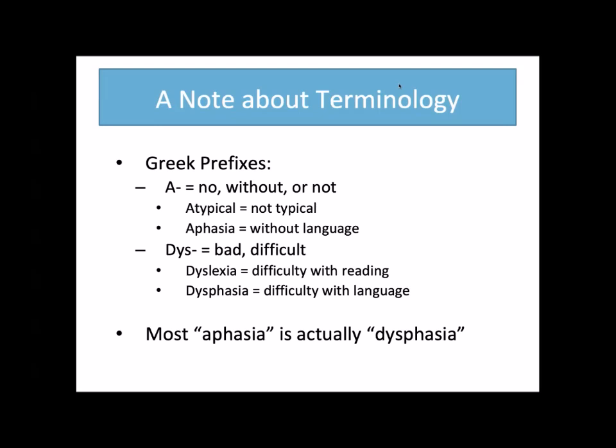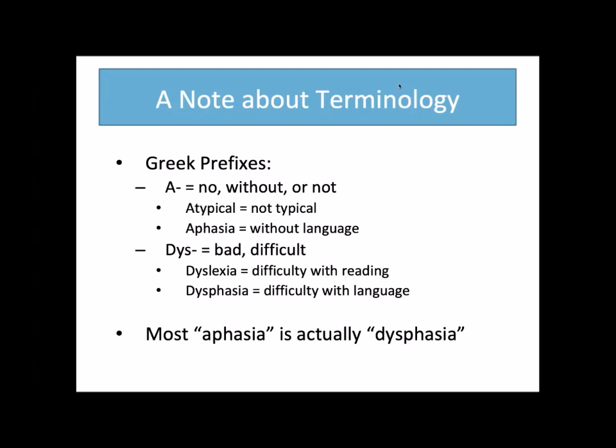This is the reality for a lot of stroke survivors with aphasia. Okay, I'm going to give just a quick note about the terminology because you might hear the word dysphasia. And so let's look at the roots of the word. So the Greek prefix a before a word means no, without, or not. So like atypical means not typical. And aphasia means no language or without language.